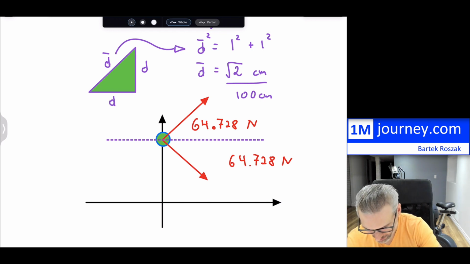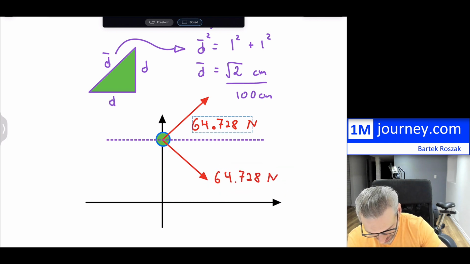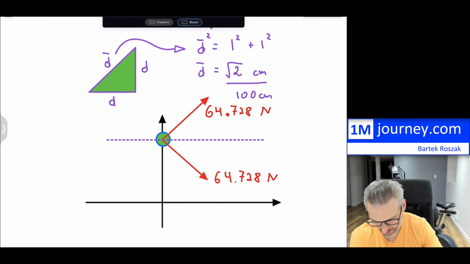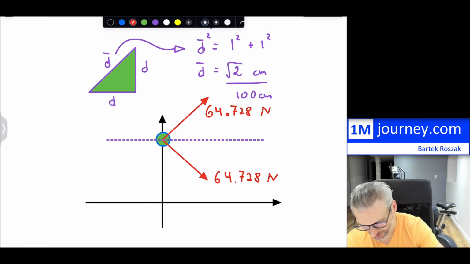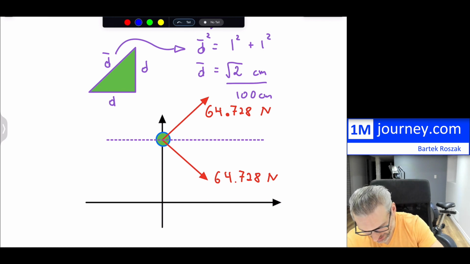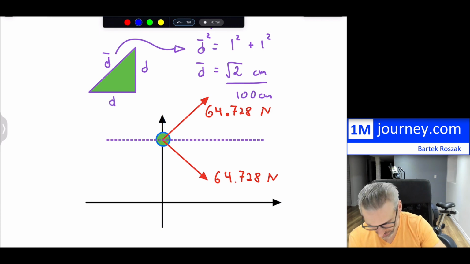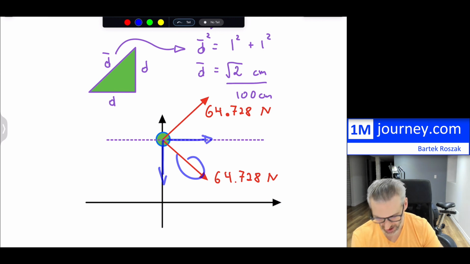Okay, so we know what the value of that magnitude is, and then we know what the value of this magnitude is. Great. So now, how are you going to find what the result is? Well, you have vectors. So what you have to do now is utilize trigonometry. For this vector, you're going to have to find the y component and the x component. And for this vector, you're going to find the y component and the x component as well.